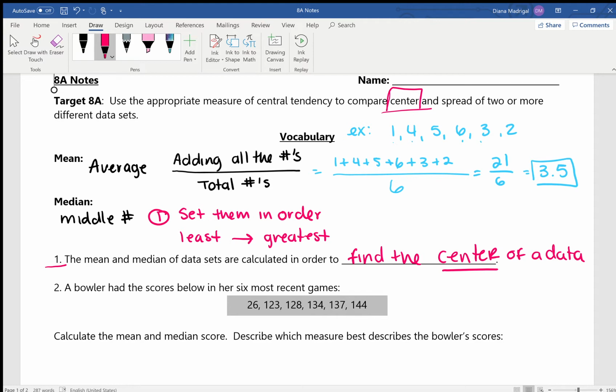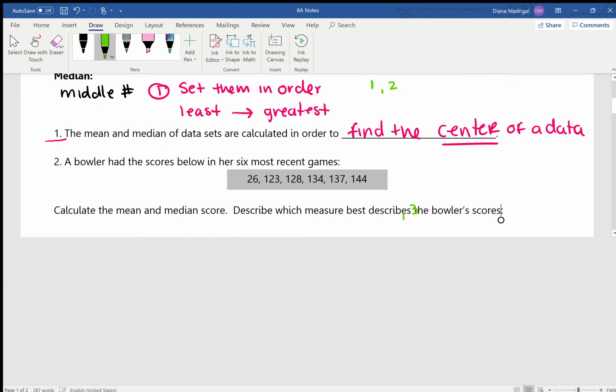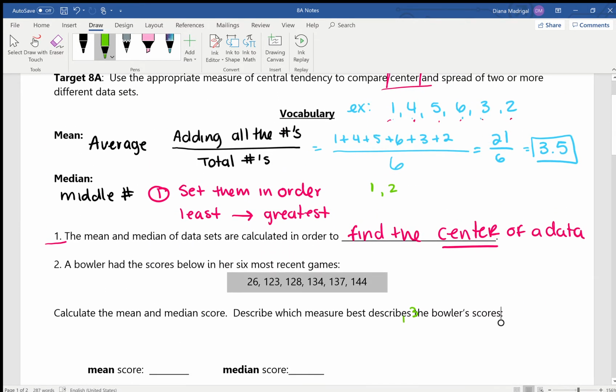Alright, so I'm going to go back to the numbers I gave you on the example for the mean. I have 1, 4, 5, 6, 3, and 2. I need to put them in order, so I'm going to put them in order in the bottom over here. So from least to greatest, it's 1, 2, 3, 4, 5, and 6. Once I have them in order, I could now find the middle number.